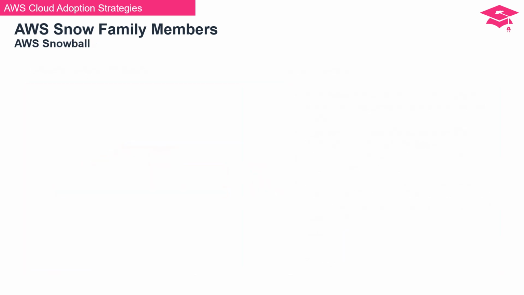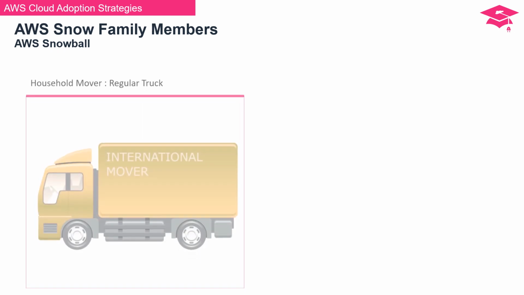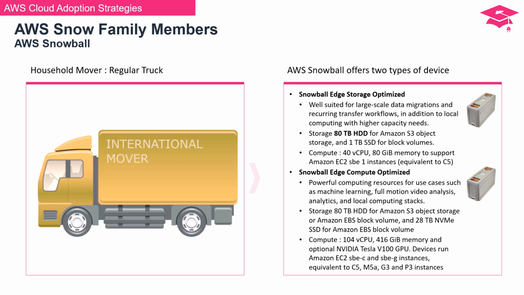Please meet the next member of the AWS Snow family, AWS Snowball. AWS Snowball comes in 2 flavors to cater to different needs. First, we have the Snowball Edge Storage Optimized. This variant is perfect for large-scale data migrations and recurring transfer workflows, especially those with higher capacity requirements. With 80 TB HDD for Amazon S3 object storage and 1 TB SSD for block volumes, it's ready for heavy-duty data handling.